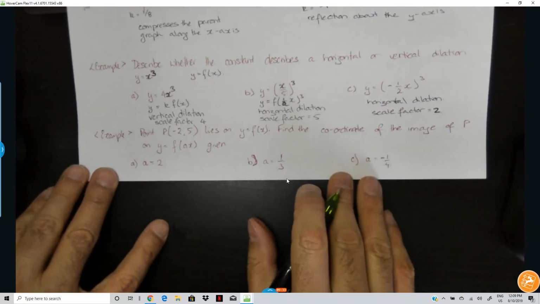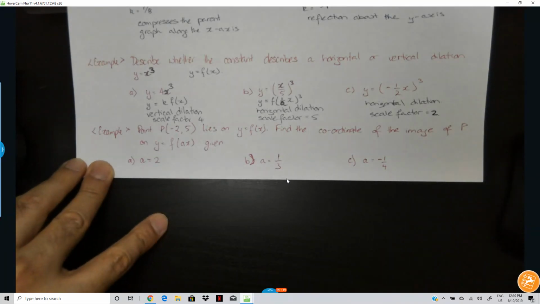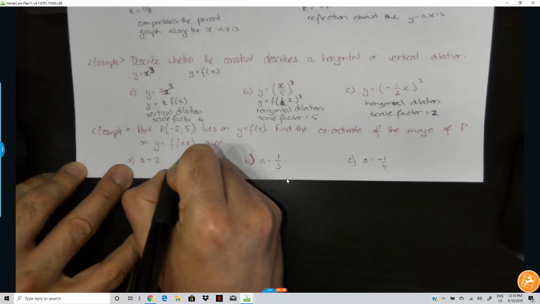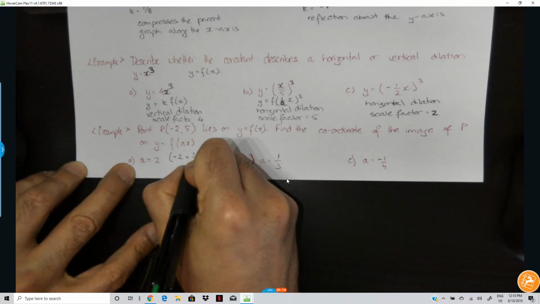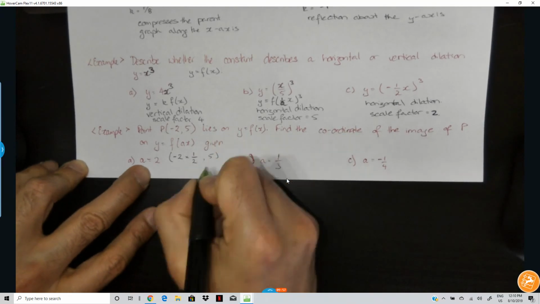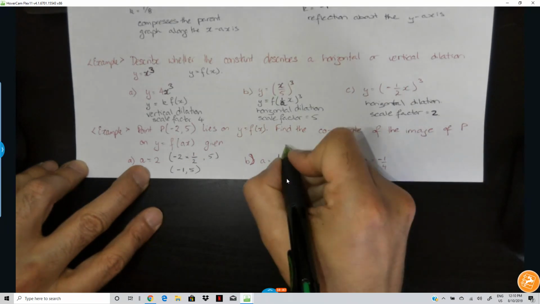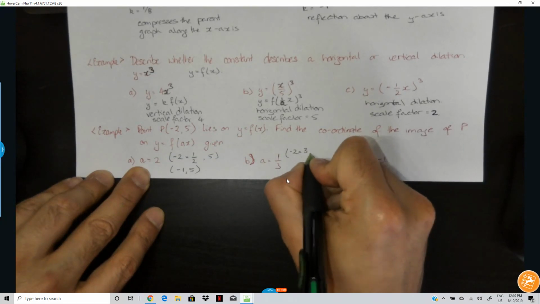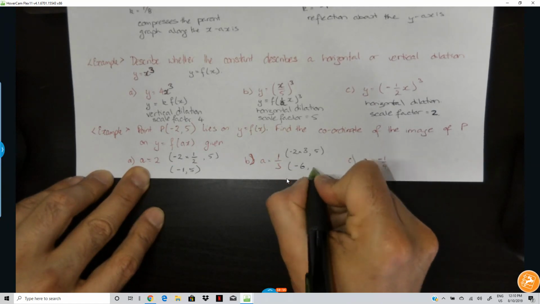Okay. If we have a point (-2, 5) that lies on the function, we want to find the coordinates of the image of P on f(ax), given a equals 2. Remember with the scale factor, we're going to multiply the x value by 1 over a. So in this situation, it's going to be (-1, 5). We take our x value and multiply by its scale factor. If it's a third, it becomes 3, so the new point would become (-6, 5).